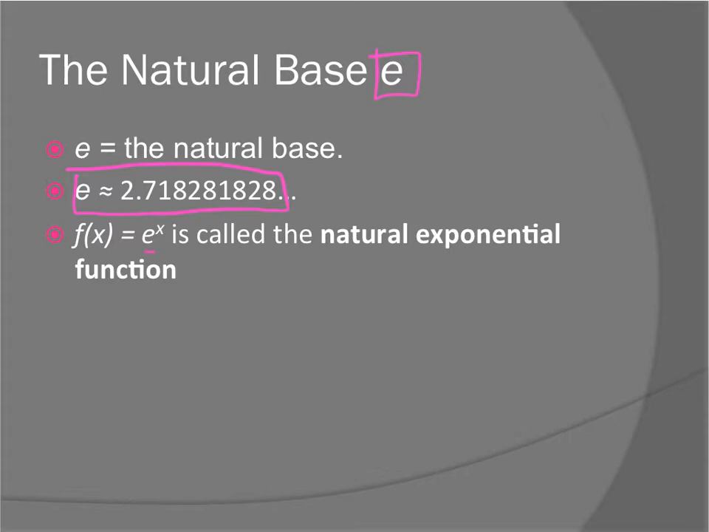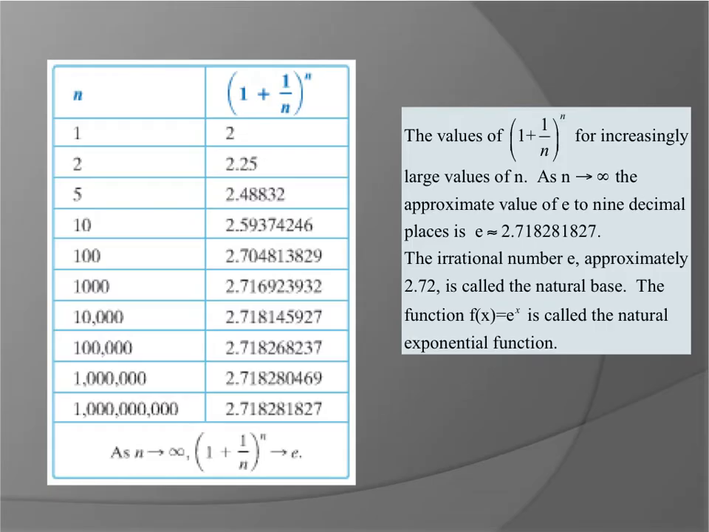If we have e raised to the x, that is called the natural exponent function. This is where e comes from. It's this little formula here. As n approaches infinity, e just gets more and more decimal places. This is really not important. You can ignore this slide. If you care about where e comes from, this is for you. If you don't care, it doesn't matter.